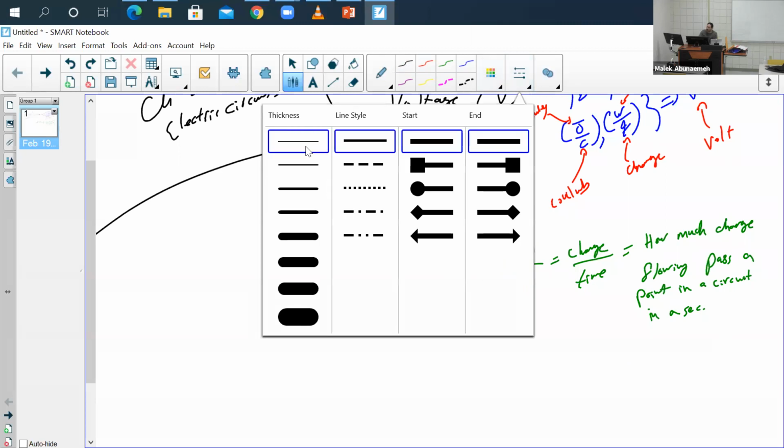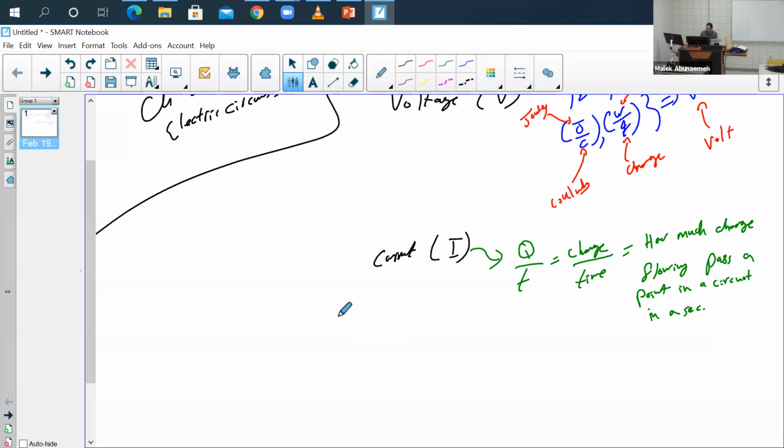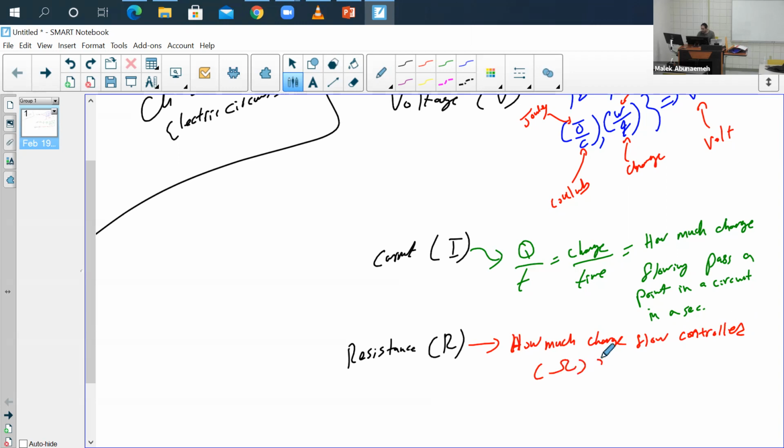The third thing I want to define is the resistance, which we give a big letter R. Now your resistance is how much charge flow is controlled: how much current, how much charge rate, is controlled. The unit for it is the ohm.